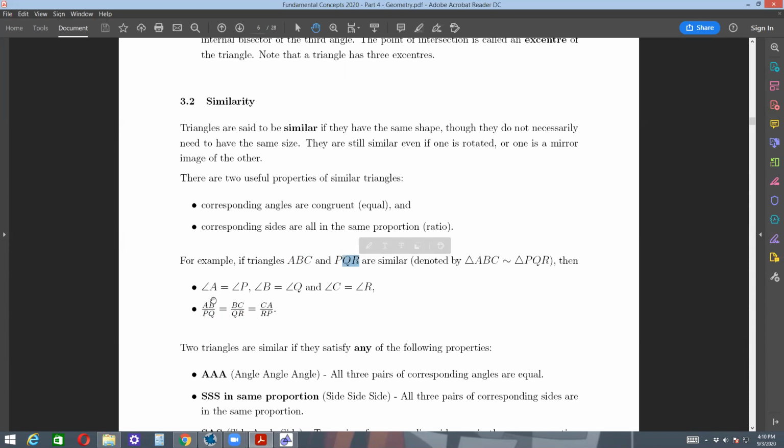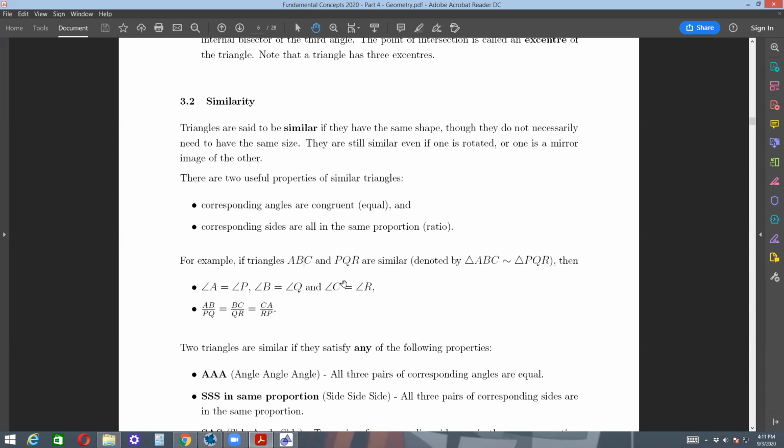So the ratios don't have to be for one triangle divided by another. You can have the ratios for one of them together, and then it will be the same as the ratios for the other one. There are two ways you could look at the proportions for the sides in that aspect of it.